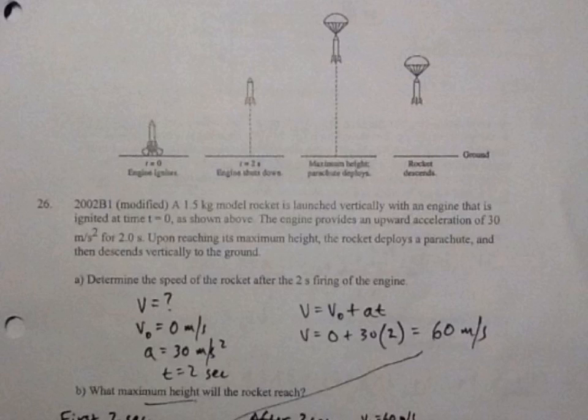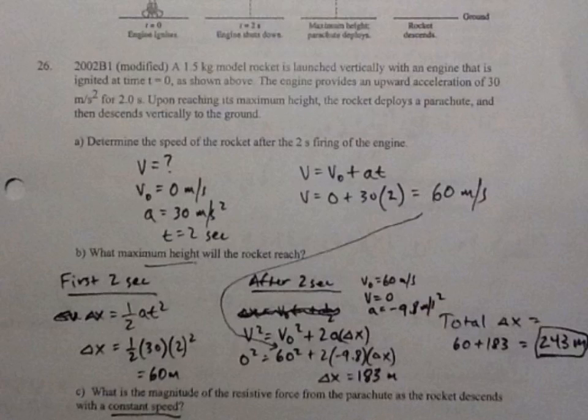So we look at our kinematics equations, and we see that we have to use the equation without displacement in it. So we go ahead and plug in our numbers, and we see that the speed is 60 meters per second. For part B of this problem, trying to find the maximum height the rocket will reach, we are trying to solve for now the displacement.